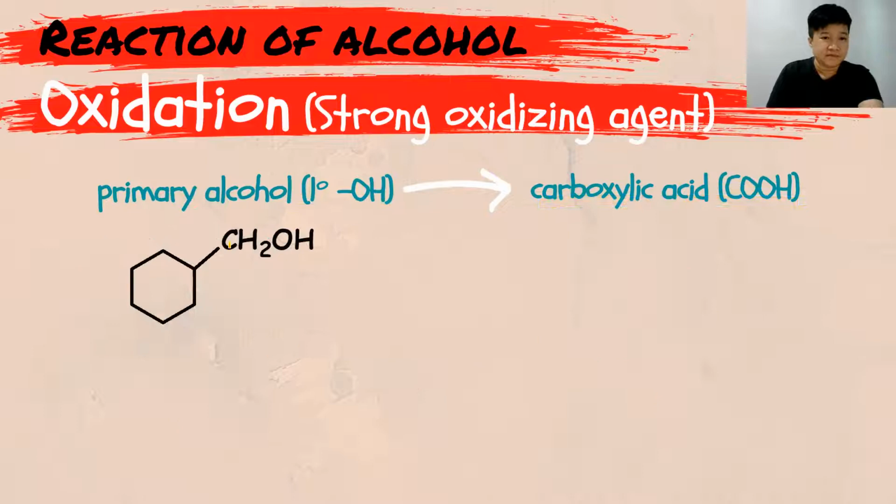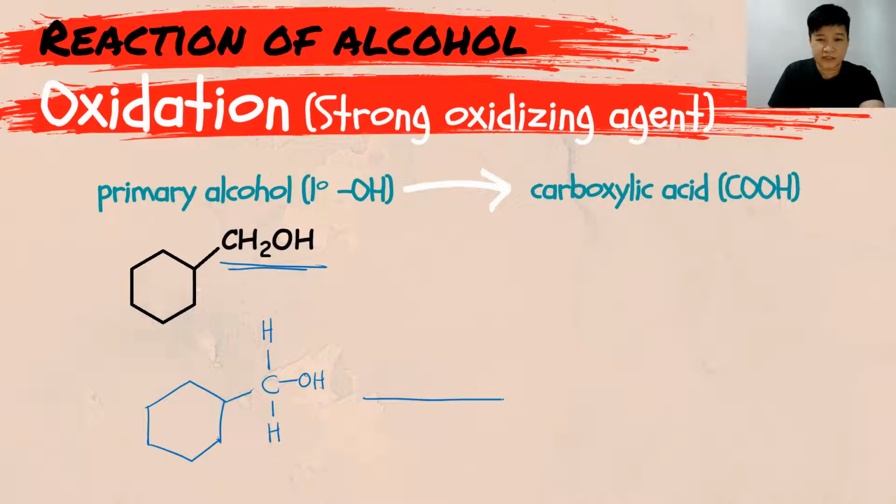Bear that in mind. All your primary alcohol will definitely become carboxylic acid when you react with your strong oxidizing agent. Another example, when we have a cyclic one over here, same thing. We only focus on the carbon that is holding the OH. So when you expand it, you only expand the carbon that is holding the OH, using your strong oxidizing agent, your KMnO4, H plus, heat.